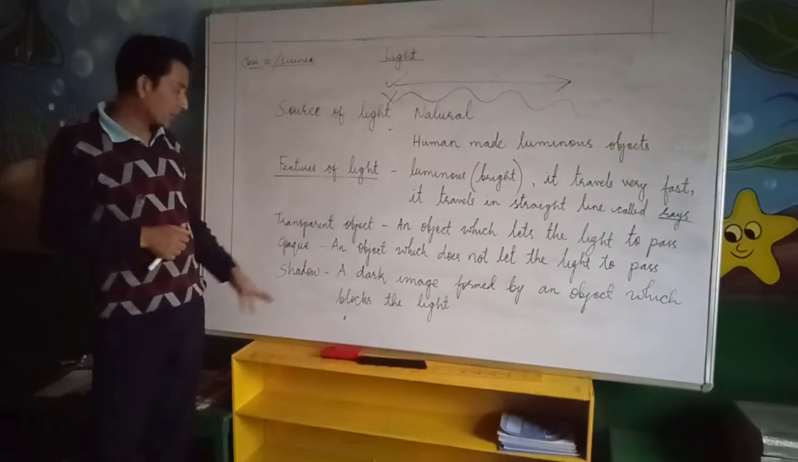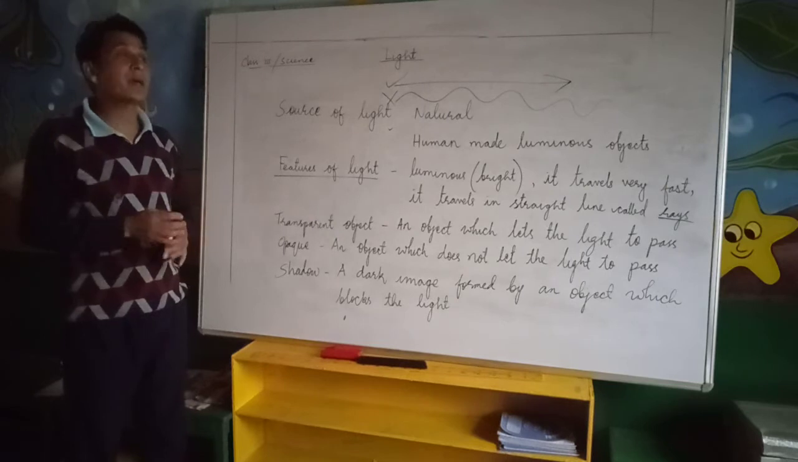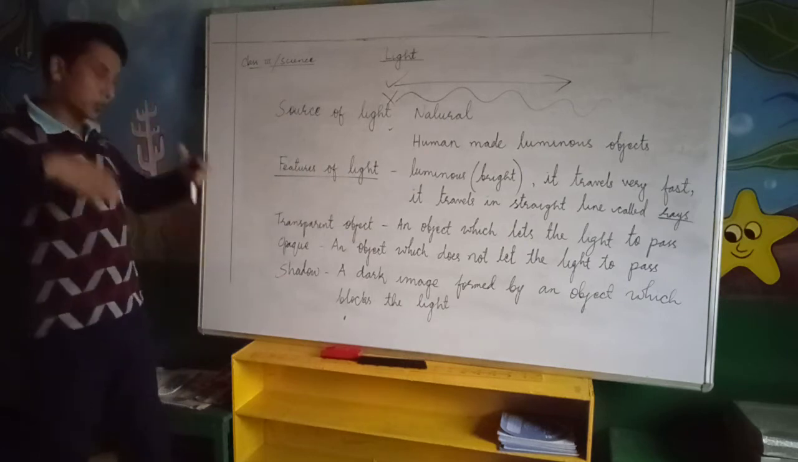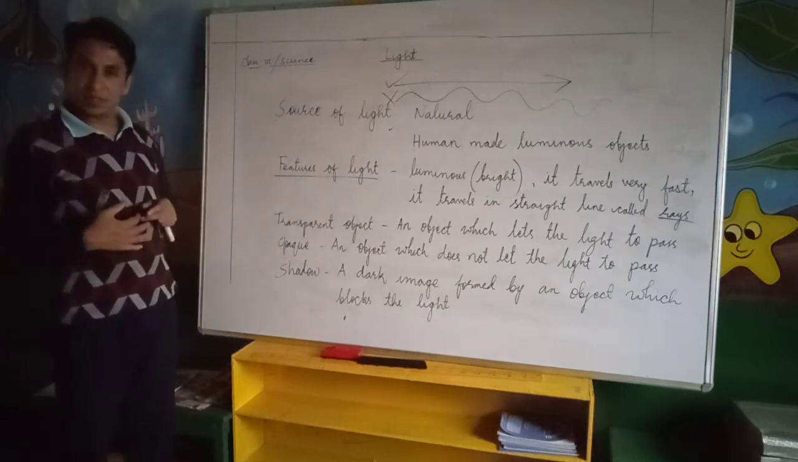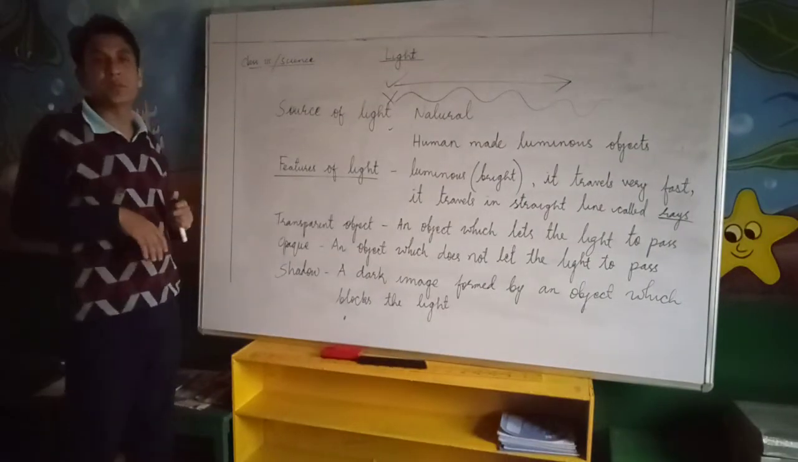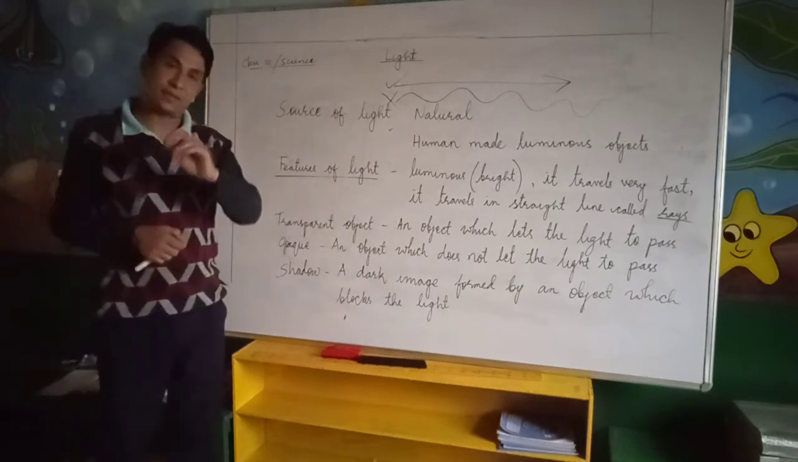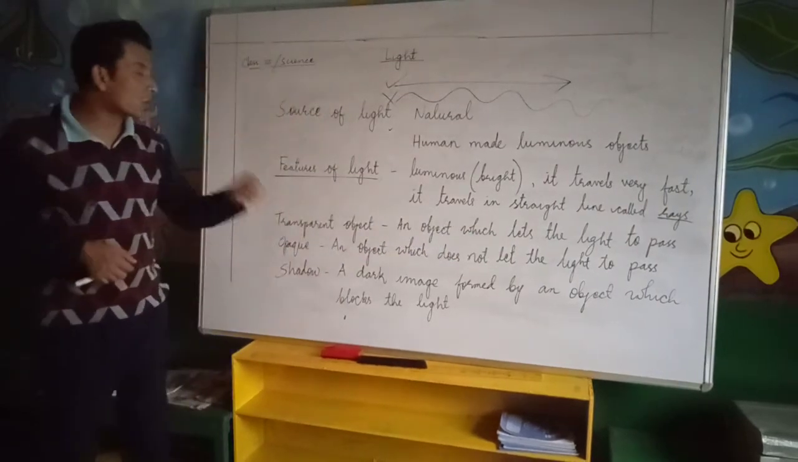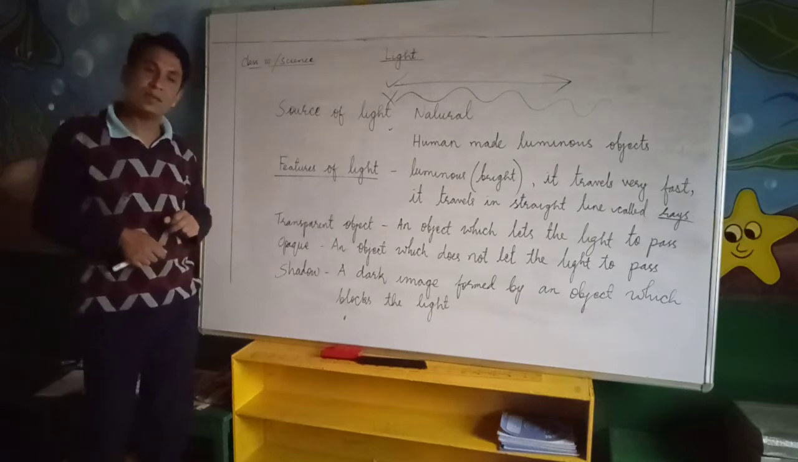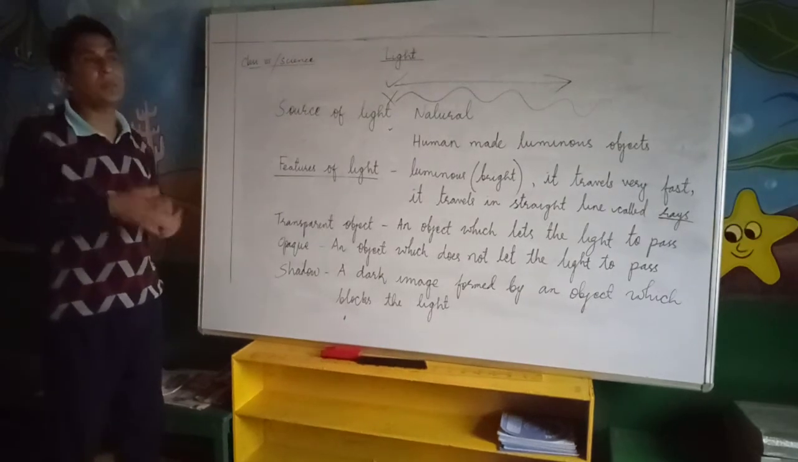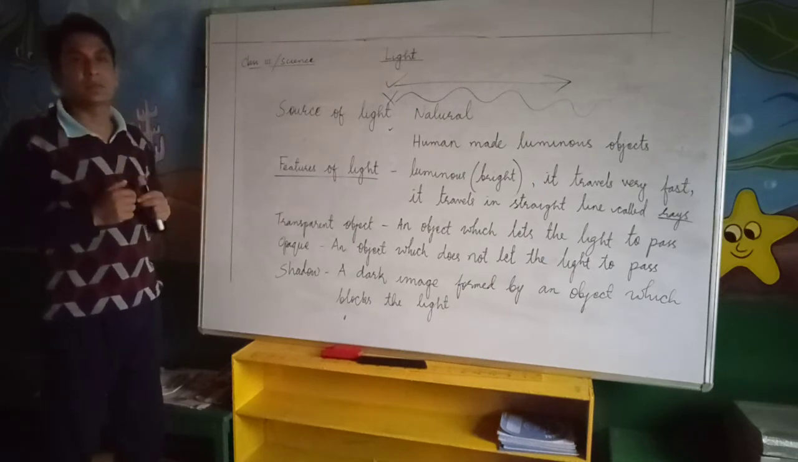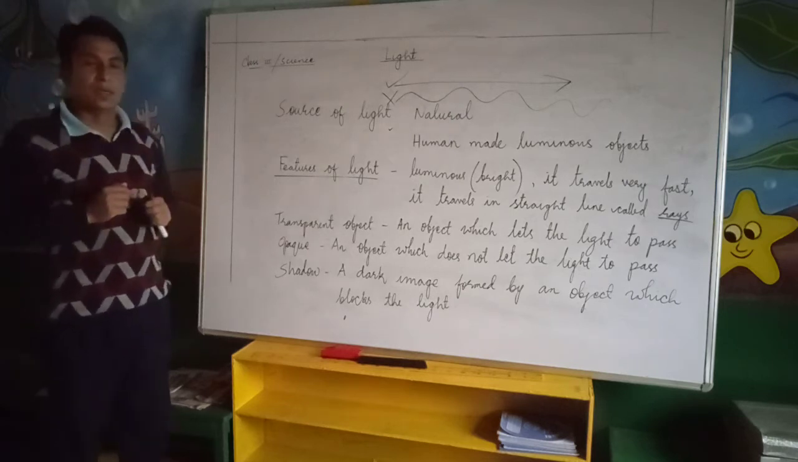Now, shadow. Shadow means chaya. When we sit against the source of light, our body blocks the light and on the other side a shadow of our body falls. A dark image. Shadow is always a dark image formed by an object which blocks the light. That is called shadow. An object, whatever, maybe a human body or some other object, which blocks the rays of the light.